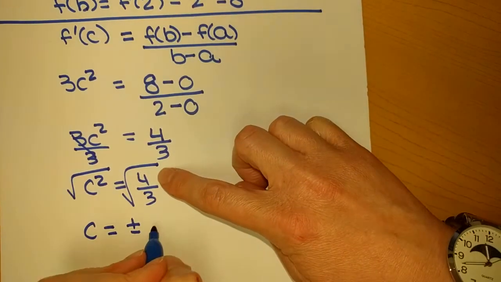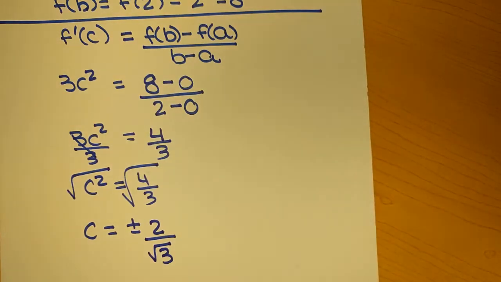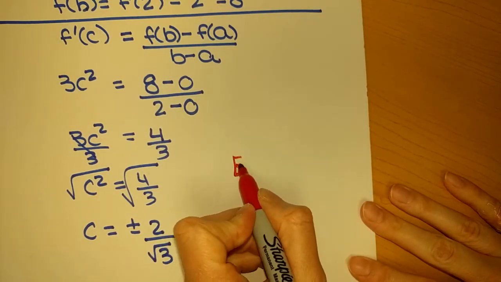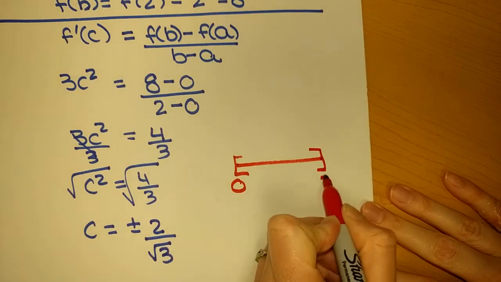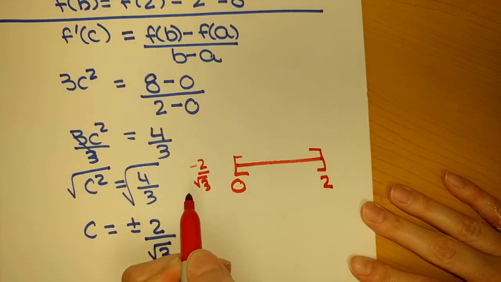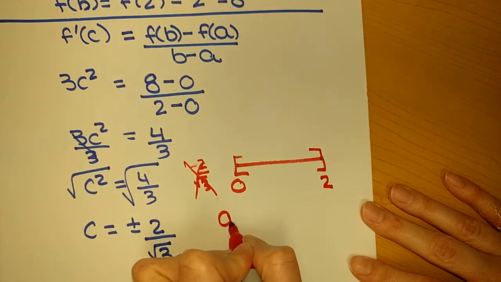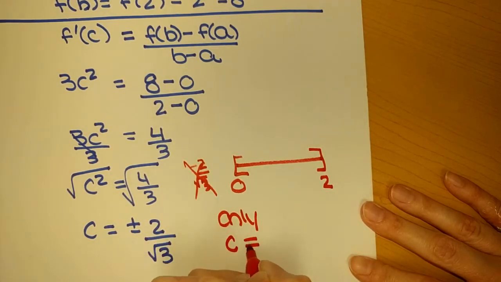Now, the square root of 4 is 2 over the square root of 3. One thing you do want to be super careful about here is that technically you get plus or minus 2 over square root of 3, but you are only looking at the interval from 0 to 2. So if you think about that negative 2 over the square root of 3 number, that's not even in this interval of interest. So the only c value that we would have would be 2 over the square root of 3.